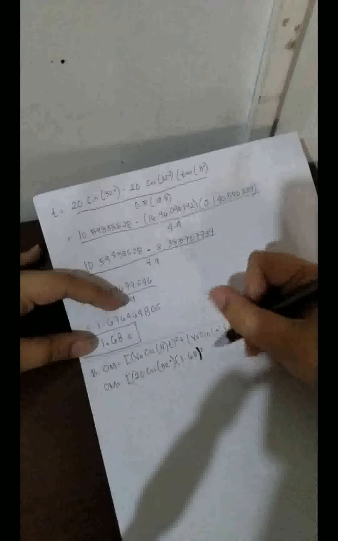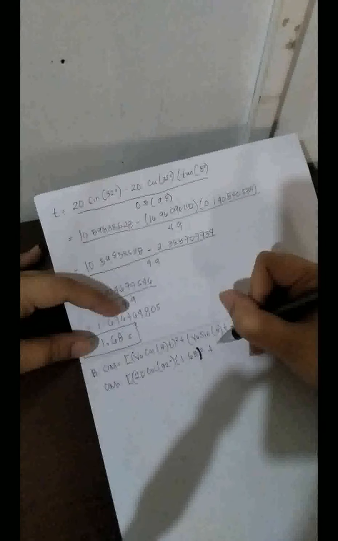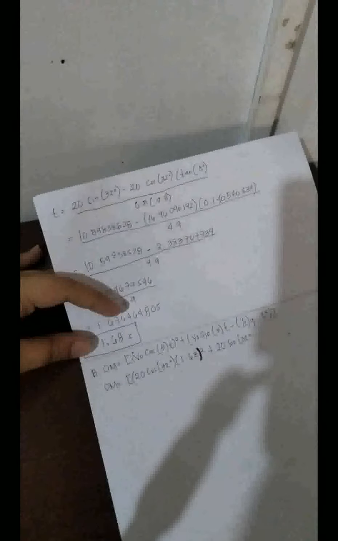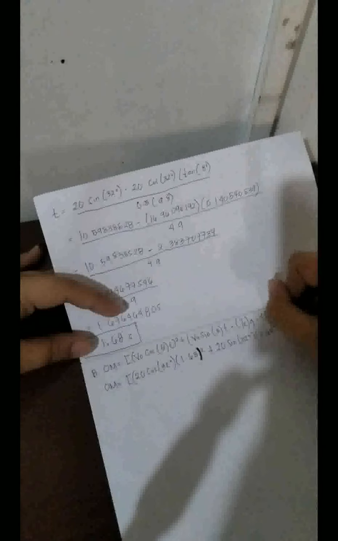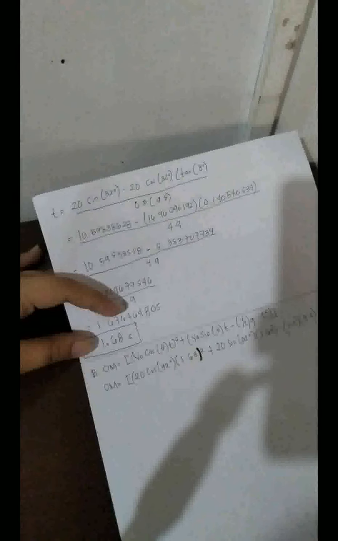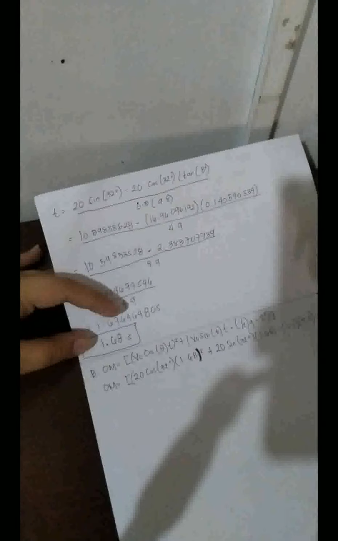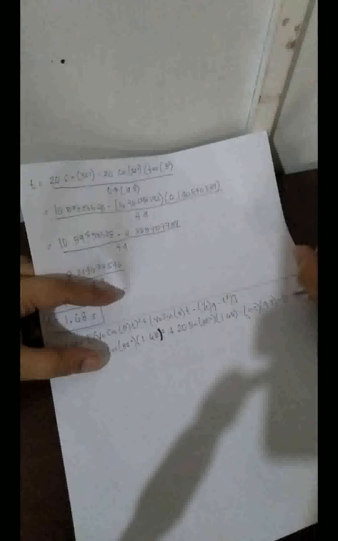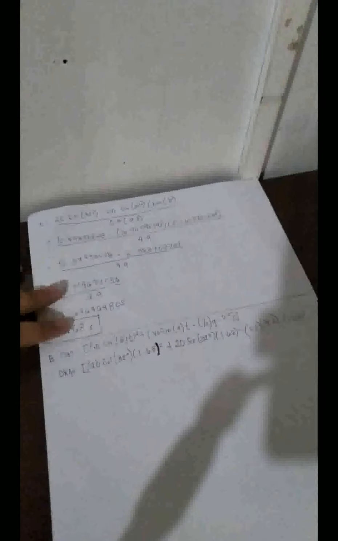And then, plus v0 t, which is 20 sine 32 degrees times 1.68, minus yung 1/2 po is of course 0.5 times 9.8, times t squared, which is 1.68 squared. Ayan.